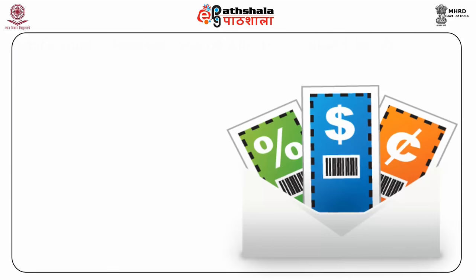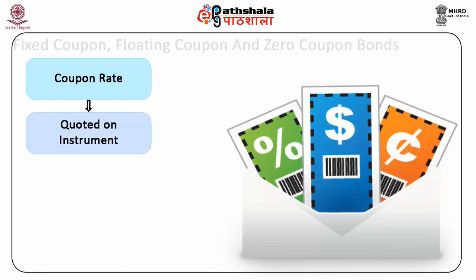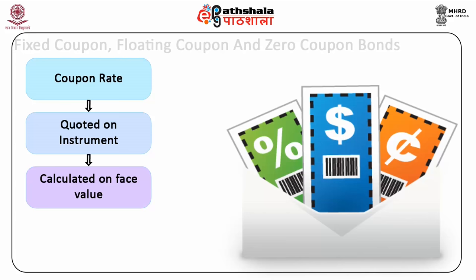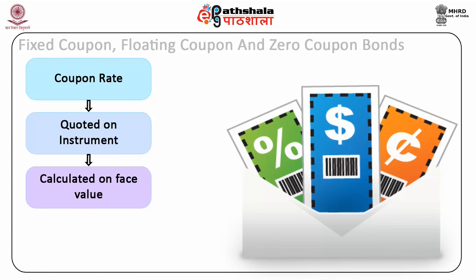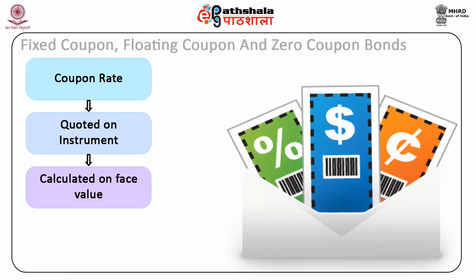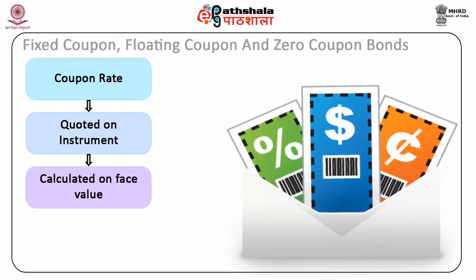Next, we will discuss the fixed coupon, floating coupon and zero coupon bonds. Bonds can be issued with fixed or floating coupon rate. Coupon rate is the rate which is quoted on the instrument and calculated on the face value of the bond. It is the nominal rate of interest payable periodically to the holder of the bond or debenture. For example, a fixed rate can be expressed as 11% per annum, payable semi-annually. In this case, the bond will pay interest at the rate of 11% per annum to the investor till maturity, irrespective of the movements in the market interest rates.